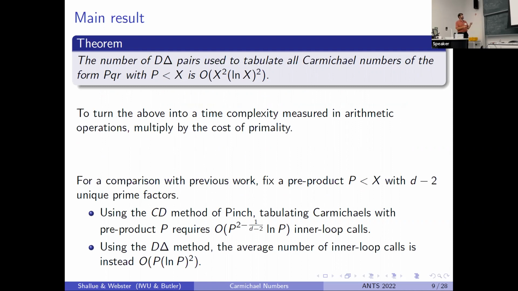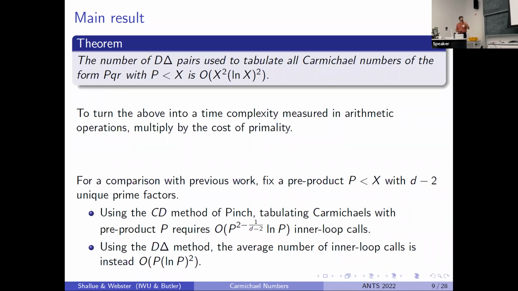So in the CD method, you end up needing a number of inner loop calls that depends upon that D. If D is 3, so if you're constructing Carmichael numbers with 3 prime factors, then this just becomes a capital P, and that's great. And in fact, it's better than our method: capital P log P versus capital P log P squared. But as soon as one's constructing Carmichael numbers with more prime factors, then using the D delta method is better, at least on average, not necessarily in every case, but at least on average.